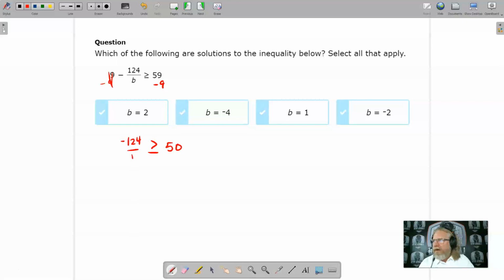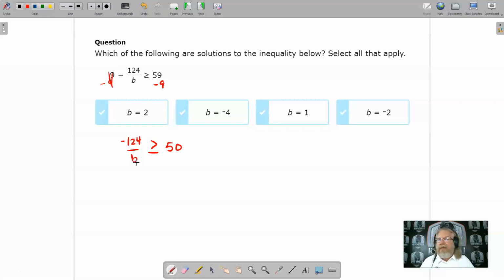124 over b. Now, we really haven't gotten this far in algebra class. You're so used to seeing the variable in the numerator and not the denominator. And how do we get rid of fractions? Well, we multiply by the denominator, right? Well, we can still do the same thing. We can still multiply by the denominator and it'll get rid of the fraction.